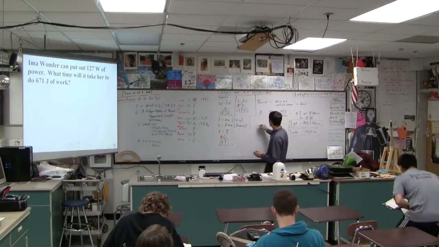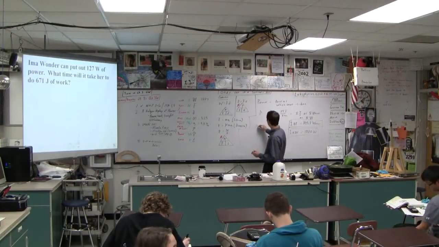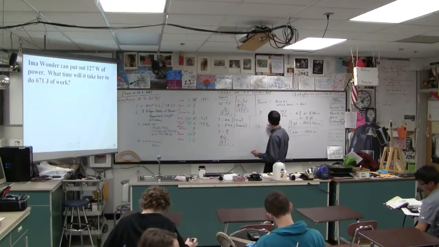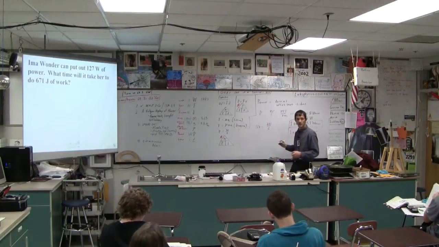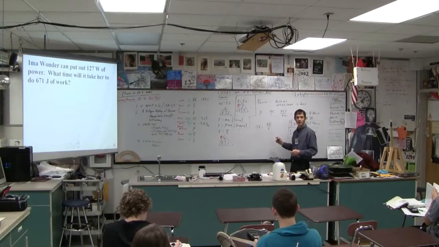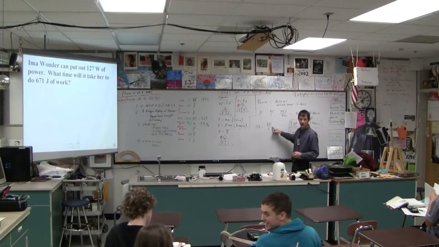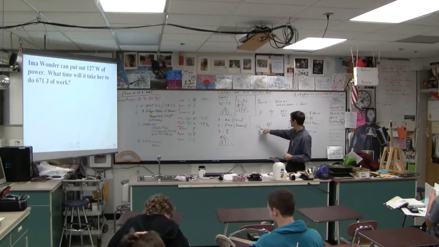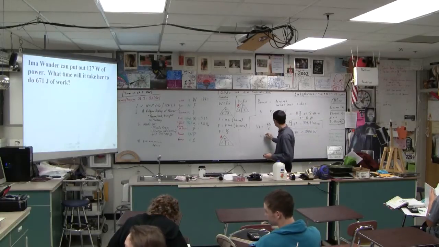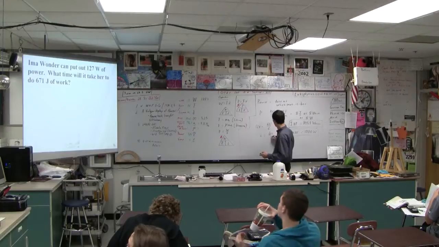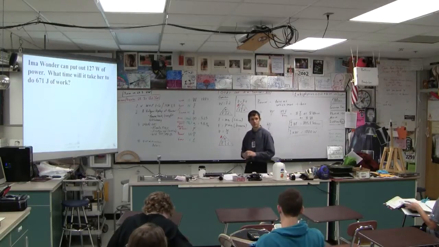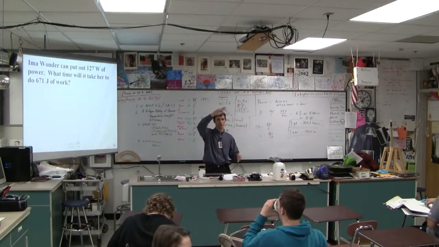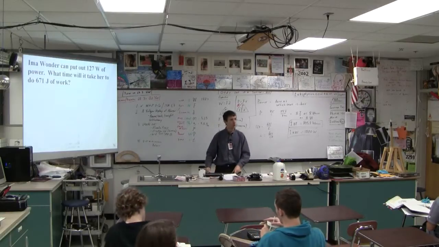Okay, so you're going to say 127 is 671 over t, right? Danny, this is what you have, right? So what you do is you just switch the t and the 127. T is... Because remember the 127's in the numerator. We ready for the next one?